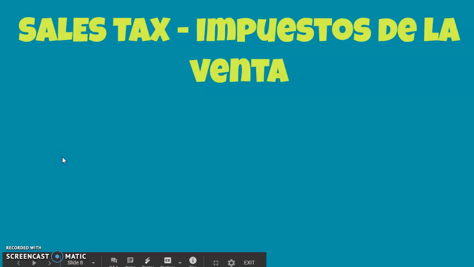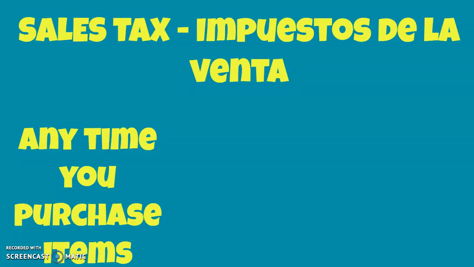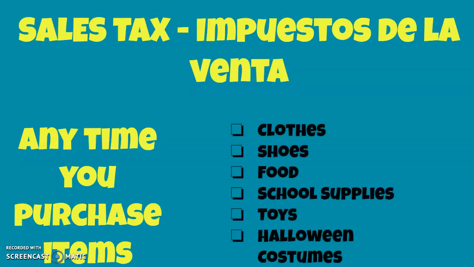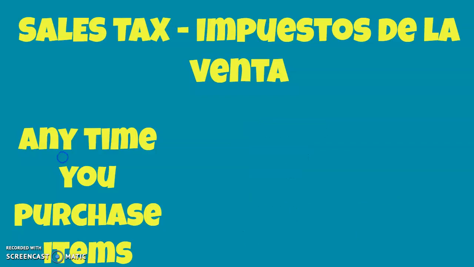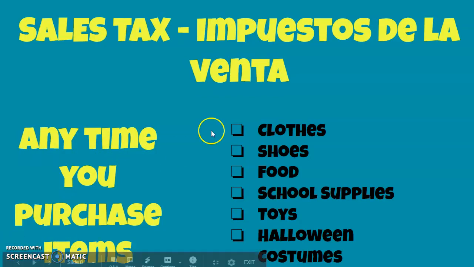We are going to start off with sales tax, impuestos de la venta. Sales tax is any time you purchase items. It can be clothes, shoes, food, school supplies, toys, and even Halloween costumes. Impuestos de la venta es cada vez que tú compras algo, si es ropa, zapatos, comida, útiles, juguetes o hasta disfraces de Halloween.